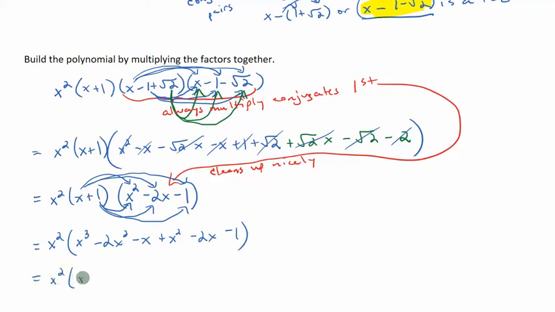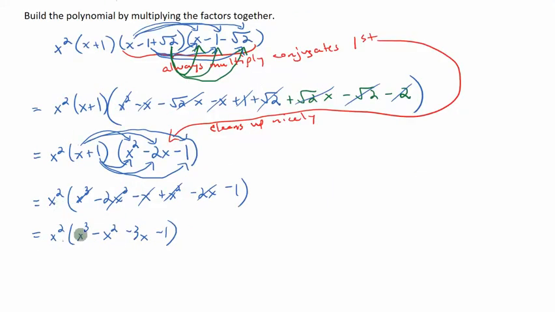So I get x cubed, negative 2x squared, positive 1x squared gives me negative 1x squared, or just negative x squared. Negative 1x, negative 2x gives me negative 3x, and minus 1. And we are almost done.